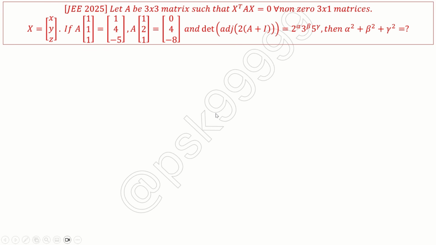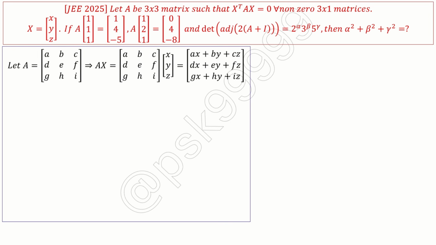This is a lengthy problem, but you can solve it easily. First, let's call A equal to [a b c; d e f; g h i]. This is simple. Now A times X is [ax + by + cz, dx + ey + fz, gx + hy + iz], correct? Now X transpose times AX.